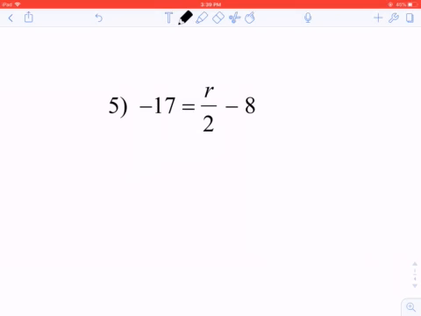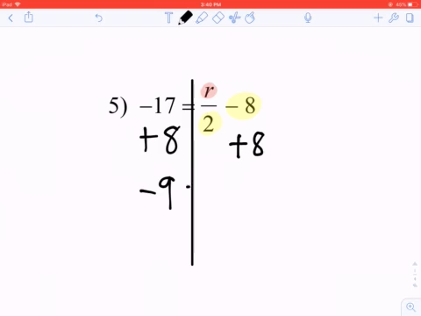Number 5, we're trying to get r by itself, which means we need to move this 8, shown here in yellow, and this 2. We always move the term that is adding or subtracting first. In this case, it is this 8. It is subtracting, so we are going to add it to both sides to undo the operation.